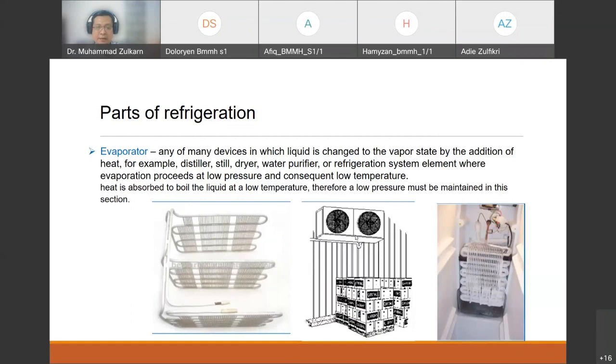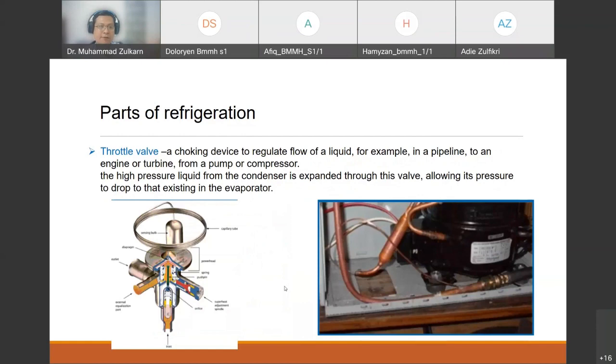This other type is the evaporator, but this one is for delivering the cold or low temperature. It will be utilized inside the room or space. This one is the throttle valve to make the low pressure. As we know, if we make the low pressure, automatically we get the low temperature.